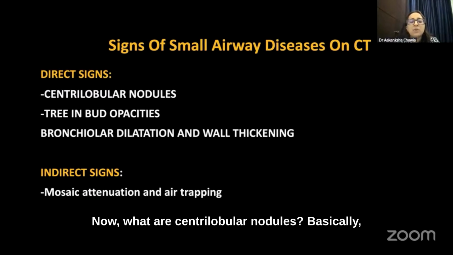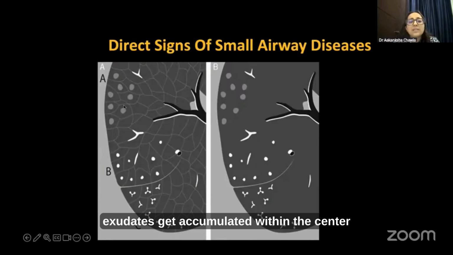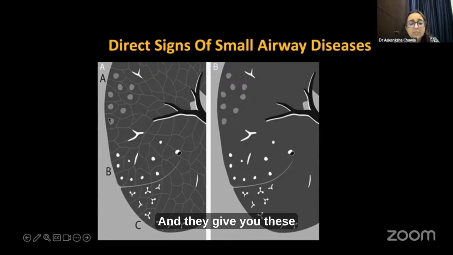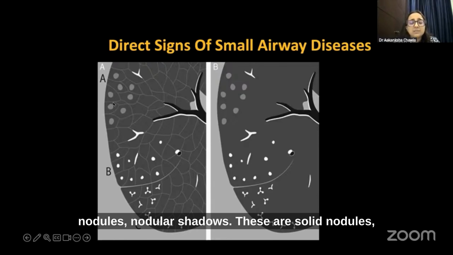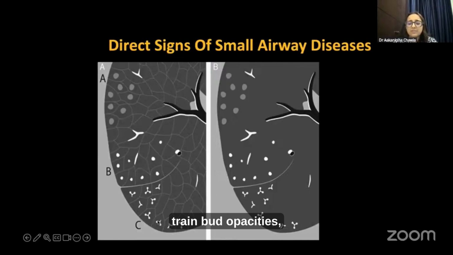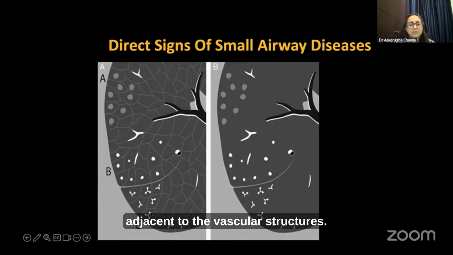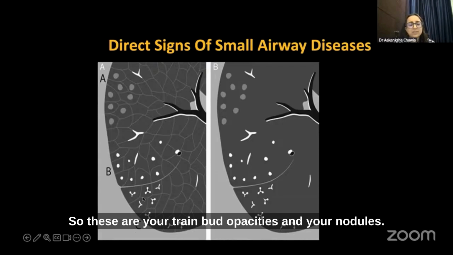Now, what are centrilobular nodules? Basically, centrilobular nodules are when your exudates get accumulated within the center of the secondary lobule, and they give you nodular shadows. These are solid nodules, these are ground glass nodules, and they give you central tree in bud opacities, which are basically tiny clustered nodules with linear branching opacities adjacent to the vascular structures. So these are your tree in bud opacities and your nodules. This is just a schematic presentation of the direct signs.